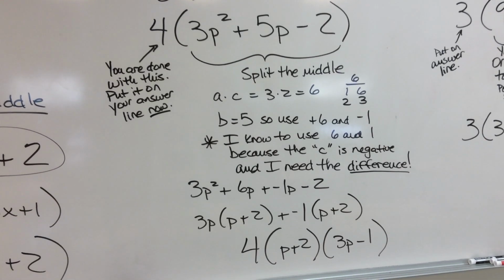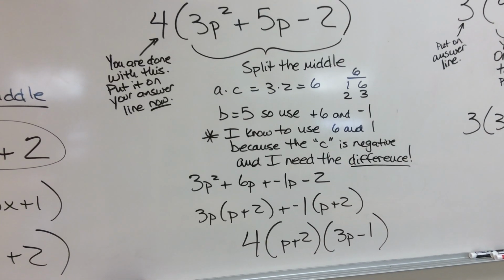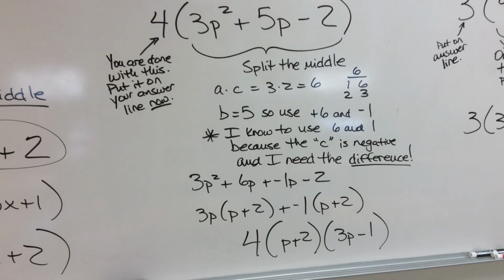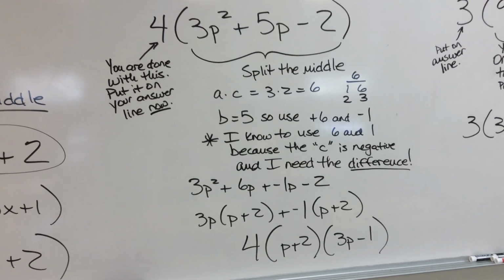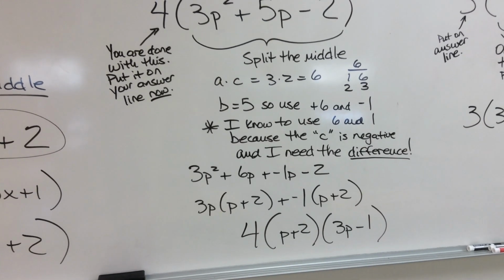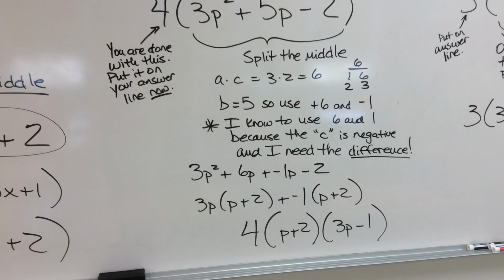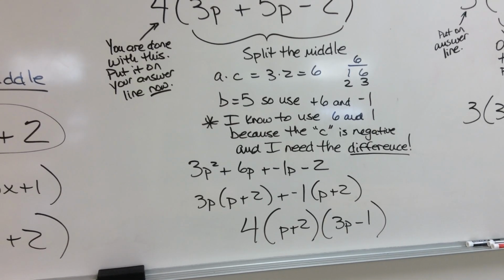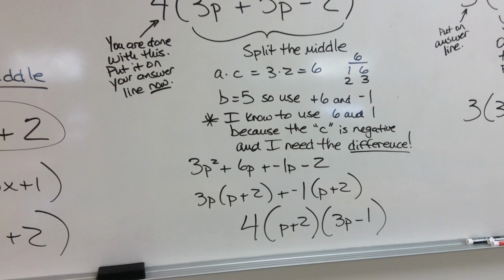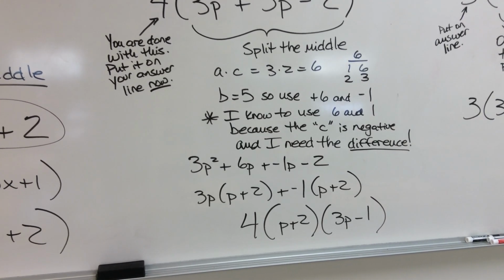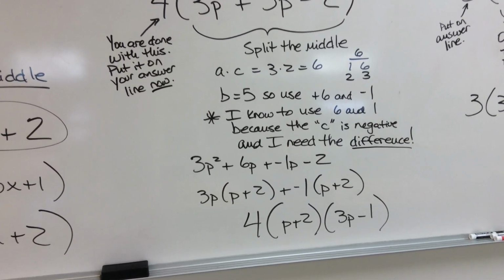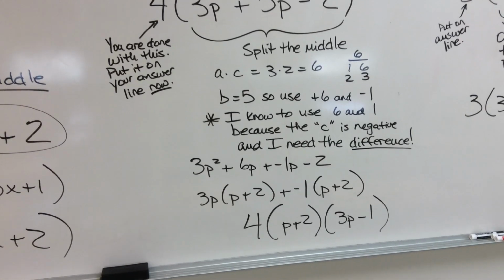Now I group again, and I take 3p out of 3p squared plus 6p. I'm left with p plus 2. Then I have to get p plus 2 as a remaining binomial from this next group. So I have to take out a negative 1. That gets my signs what I want them to be, which is a positive p plus a positive 2. So I'm ready for my final answer. The 4 I factored out earlier times the repeating binomial, p plus 2, times what's left over, the 3p minus 1.